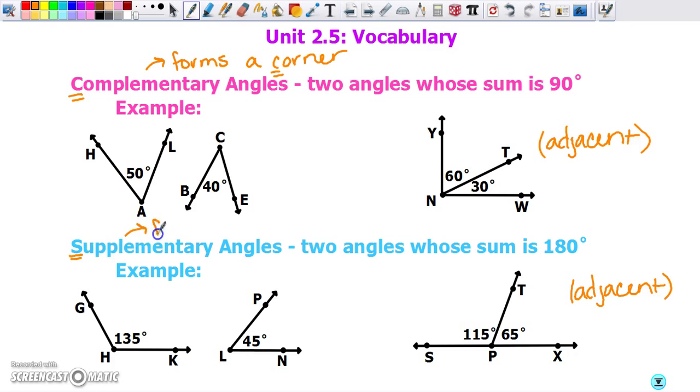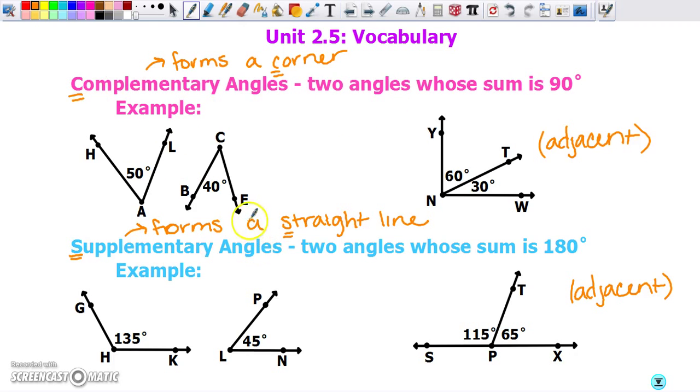Supplementary forms a straight line, so S and S. And that is one little trick you can use to remember which is which.